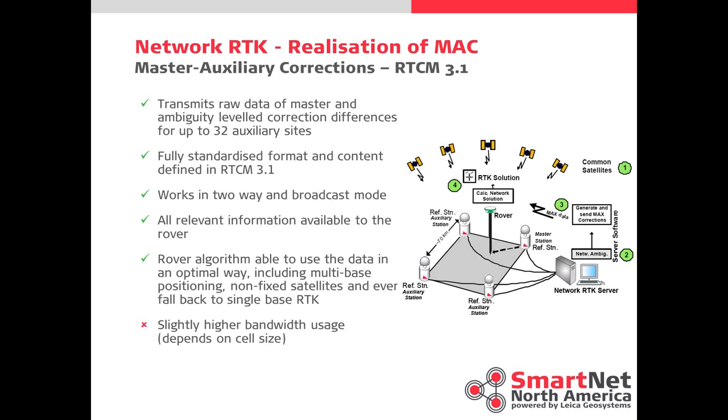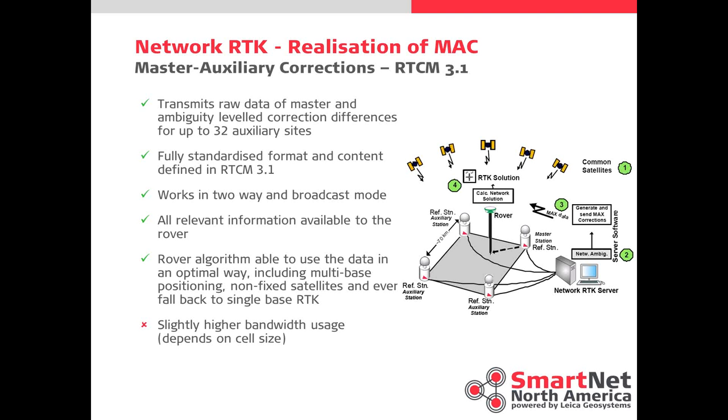So our realization of MAC is what we call MAX, shown in this graphic. The rover would be seen in the middle with the stations surrounding it. All the stations broadcast their information back to the network RTK server. A common ambiguity solution is computed for the entire cluster. The rover sends its position into the network.